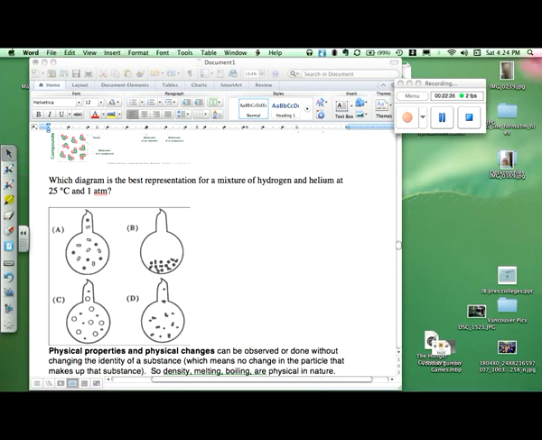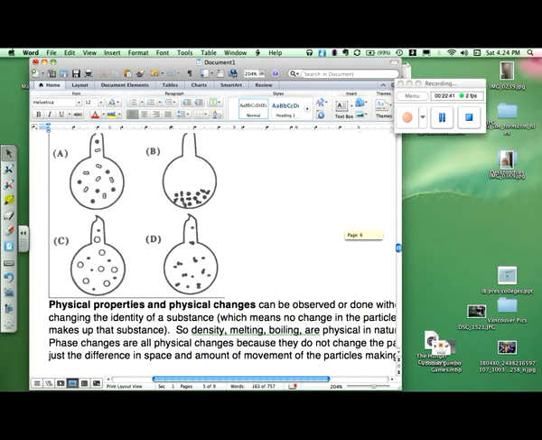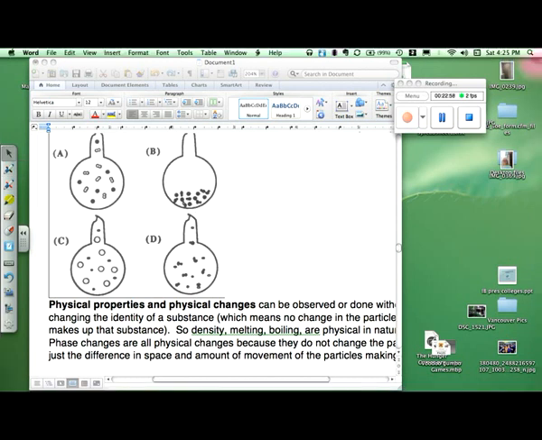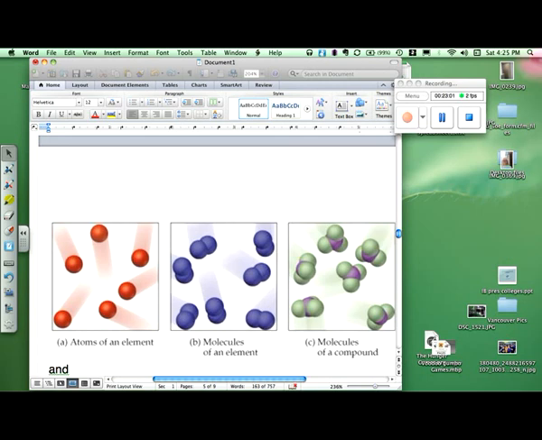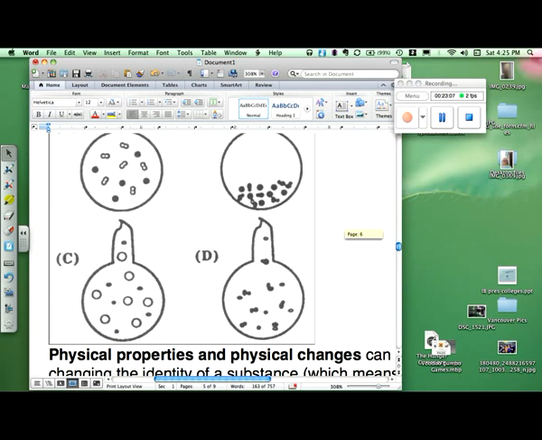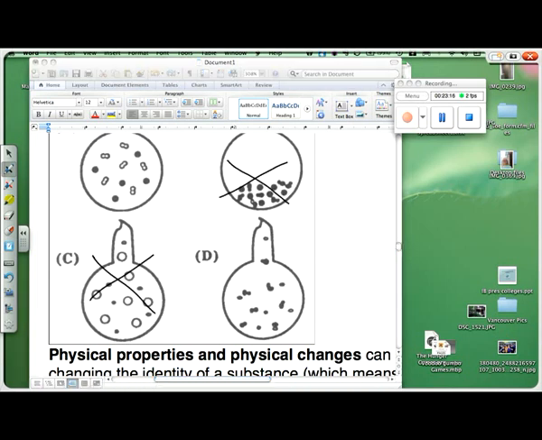I'm going to blow it up just a little bit. Well, let's start to do some elimination. It cannot be B because that does not represent gases. It doesn't look like it is C. I'm going to blow this up even more. It looks like this is just an atom and an atom here in C. So we're going to knock out C and B.